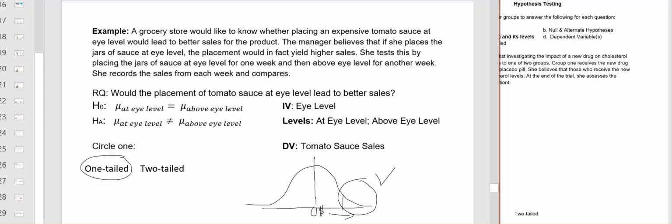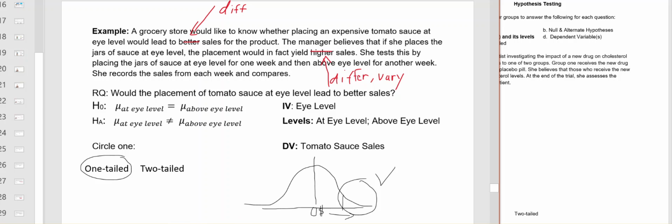Now, if this researcher was to ask whether placing expensive tomato sauce at eye level would lead to different sales, then we could say it's a two-tailed test, because different means either lower or higher. And then we would have to change this as well, different sales. Different or vary, that's another keyword. That doesn't pick a direction, it just says there's going to be some difference, but we don't know the direction it's going to go.